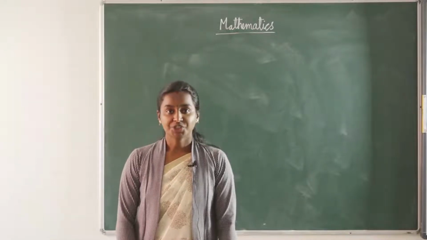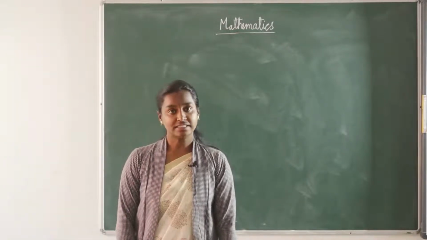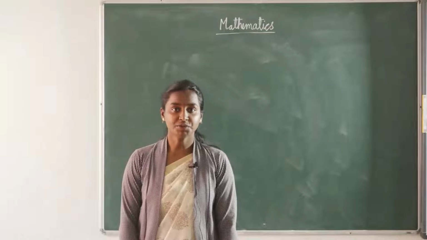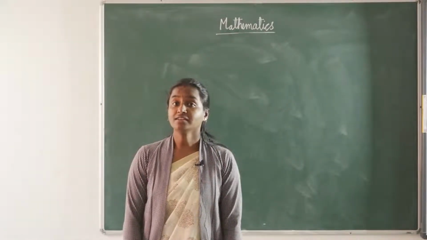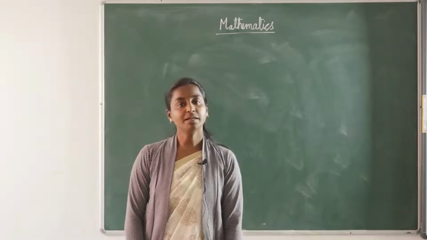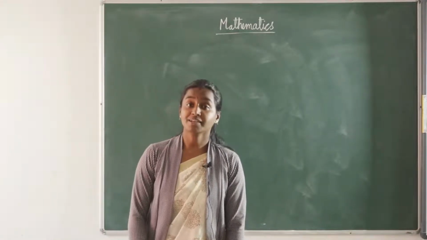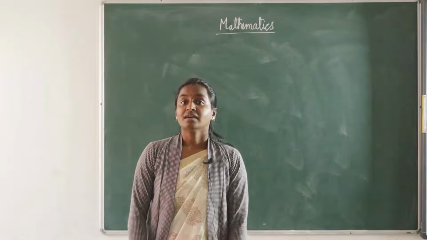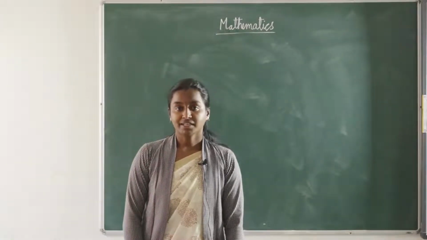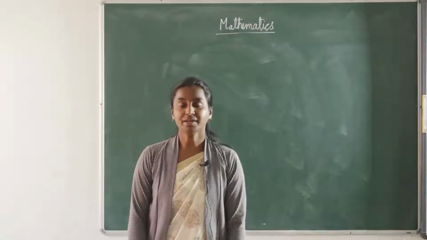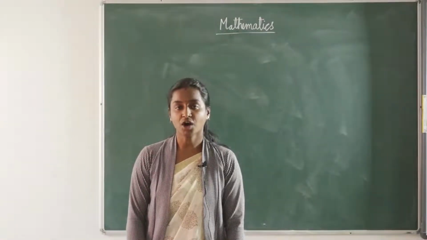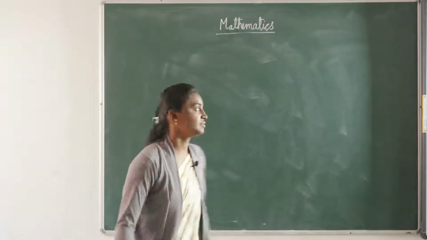Why do we go to the tailor shop? To get our clothes stitched. So what will tailors do? They will take measurements of our body. So in daily life we use the word measurement. But when it comes to maths, the term perimeter is used for measurement. So today let's learn about perimeter and area of geometrical figures.